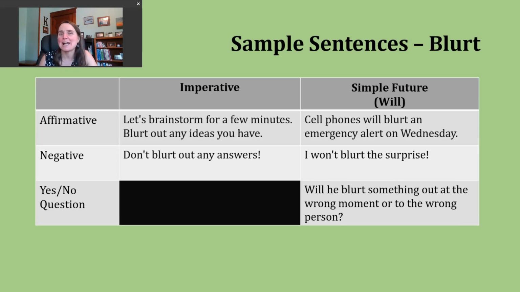The nice thing about making sentences in the simple future with will is that our structure to the sentence will stay the same no matter what our subject is. So in the affirmative, we'll start with our subject, we're going to use will, and then that base verb. You can see an example of this here. Cell phones will blurt an emergency alert on Wednesday.